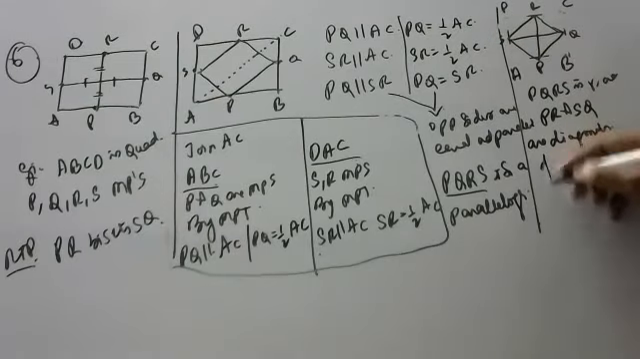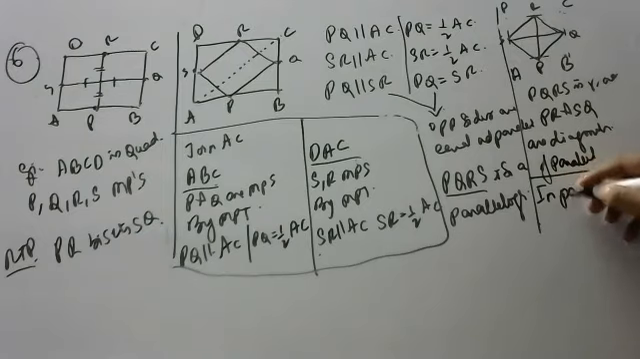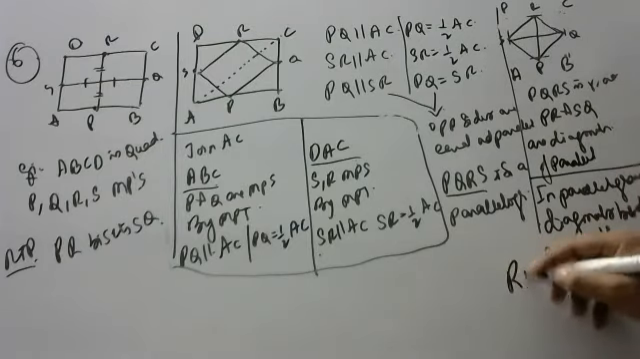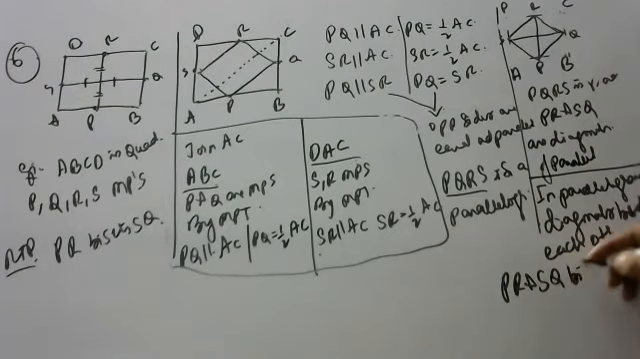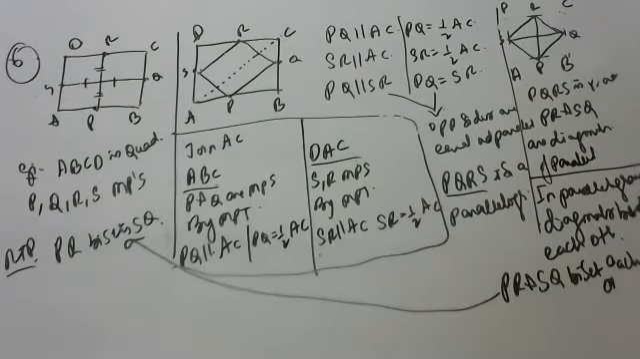But what do we know in a parallelogram? Diagonals bisect each other. In parallelograms, diagonals bisect each other. So who is bisecting? PR bisects SQ. PR and SQ bisect each other. That is all he asked us to prove.